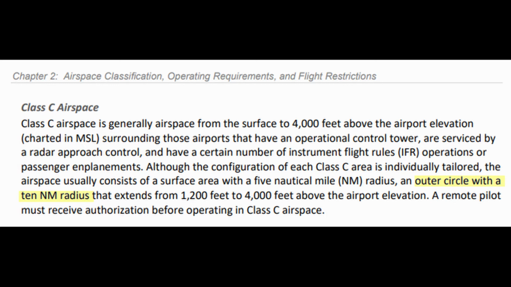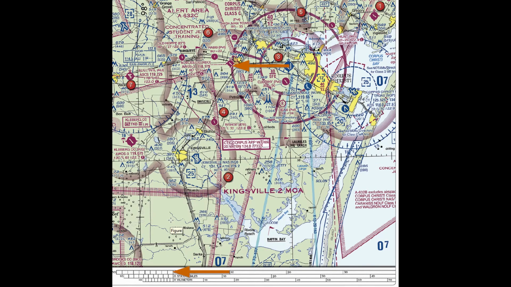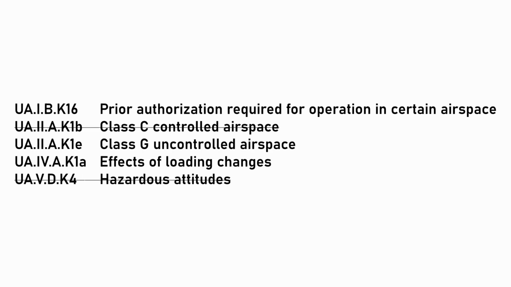Here's a tip that'll help you out with your exam. Use the testing supplement book to your advantage. Go to any sectional chart in this testing supplement and measure out from the center of any Class C airspace, and you will measure that out as 10 nautical miles, as indicated by the orange arrow here. Hopefully that tip will help you out. Going back to our original question, what is the furthest surface area of Class C airspace from an airport? The answer is 10 nautical miles.